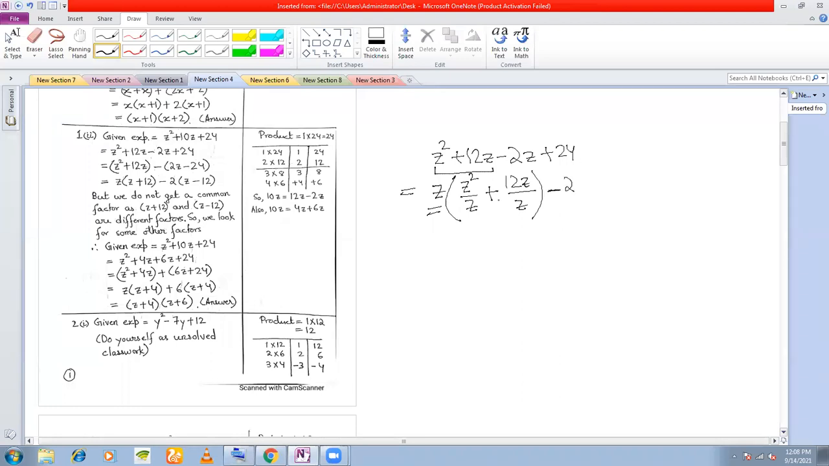2z and 24. The HCF is 2. So now if I take out 2, what am I left with here? Sir, z. 2z by 2. And because I have taken a negative sign here, this plus sign will change to a negative sign. Minus 24 by 2. Now you understood? Yes, sir. Okay.